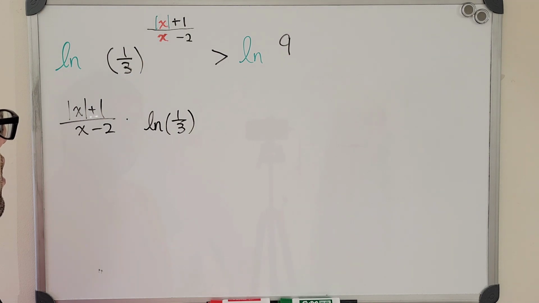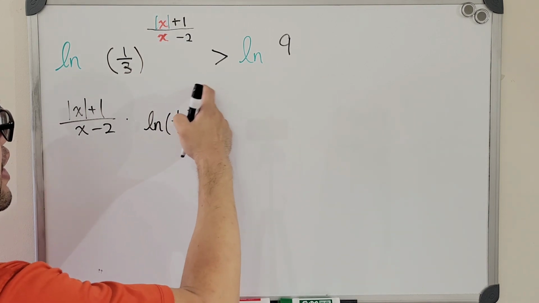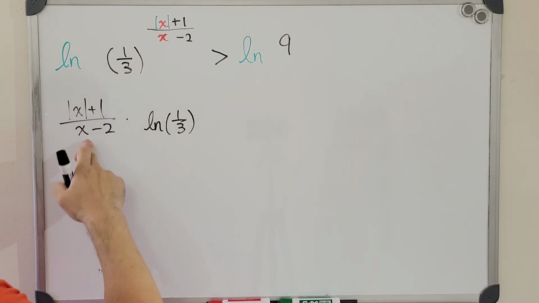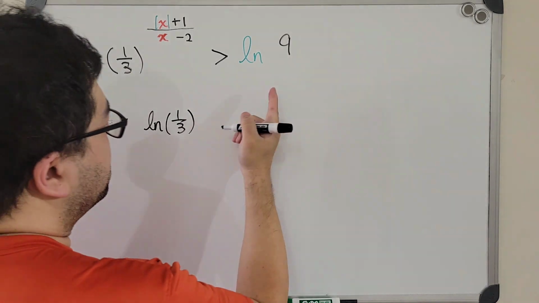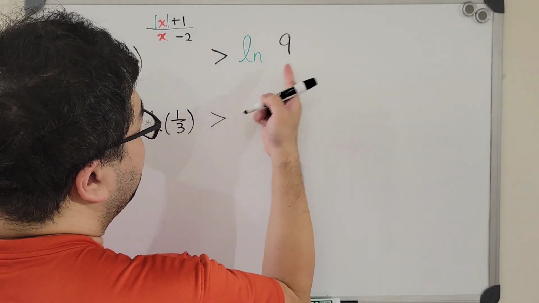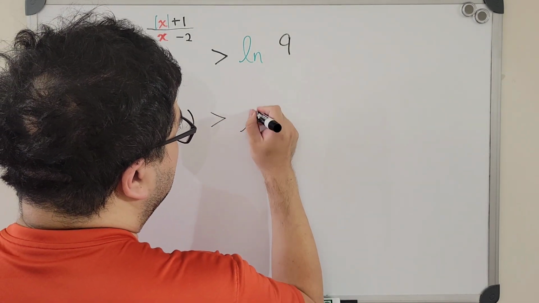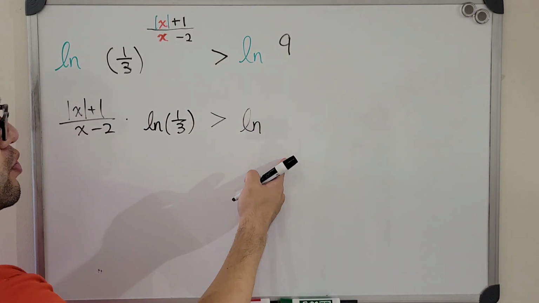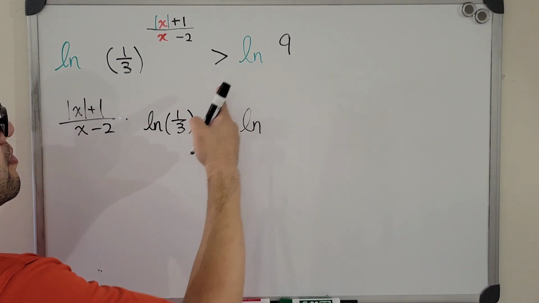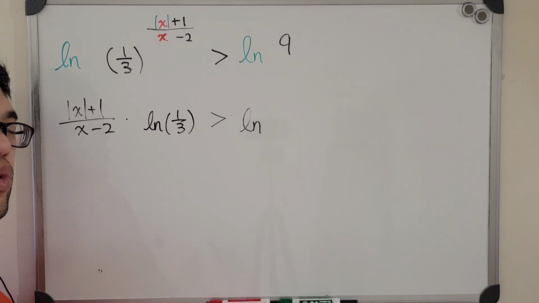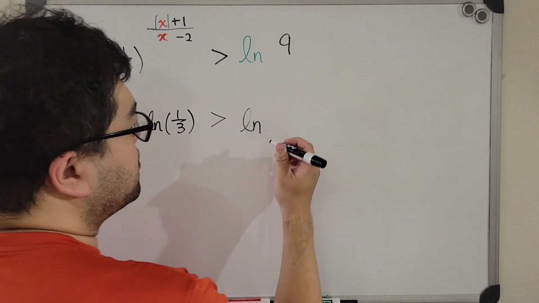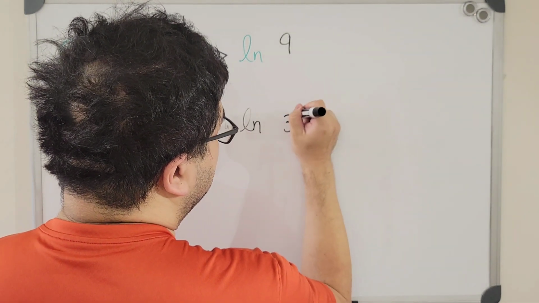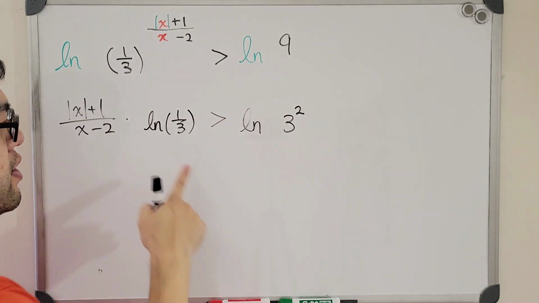log properties. One of them says that if we have the exponent or the power, we can just pull it out as a product. And on the right hand side, we just have natural log of 9. And of course, we see that 9 and 1/3 have something in common, which is 3. So in fact, we can write 9 as 3 to the second power, or 3 squared.